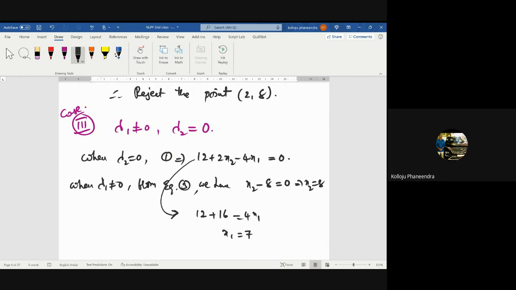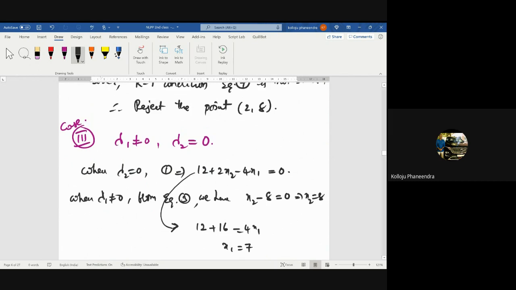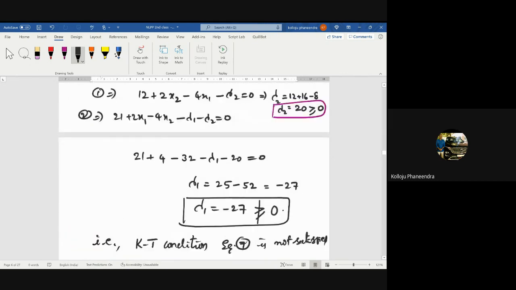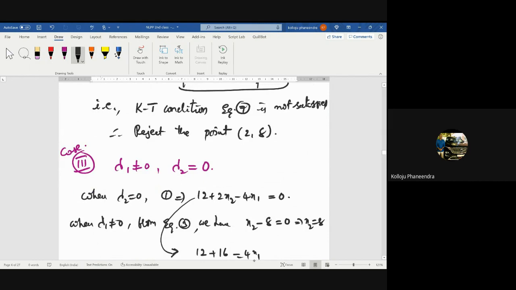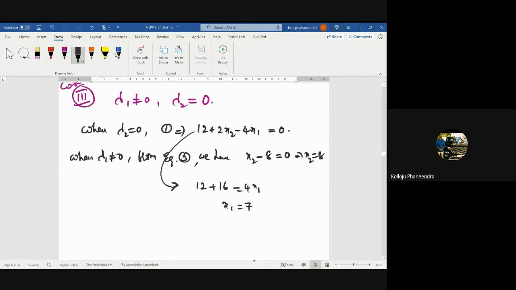Is it correct? Wait, equation 1 is 12 plus 2x2 minus 4x1, with lambda 2 equal to 0, and x2 equal to 8, so 2x2 is 16. 12 plus 16 is 28. Yes, x1 equal to 7. Therefore, the stationary point is x1, x2 equal to 7, 8.